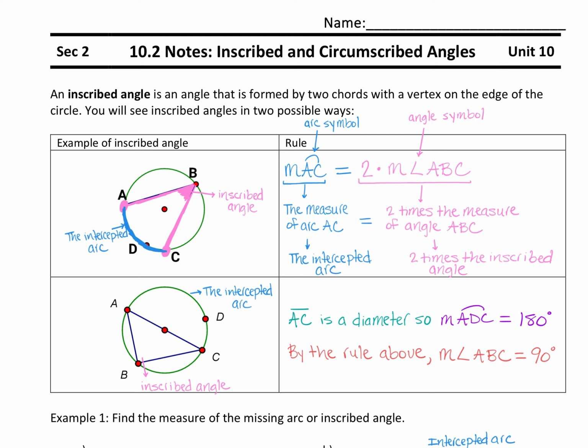And so for example, then, if our inscribed angle was 50 degrees, we would take that 50 degrees and multiply it by 2 to get the intercepted arc. And so the intercepted arc would be 100 degrees.